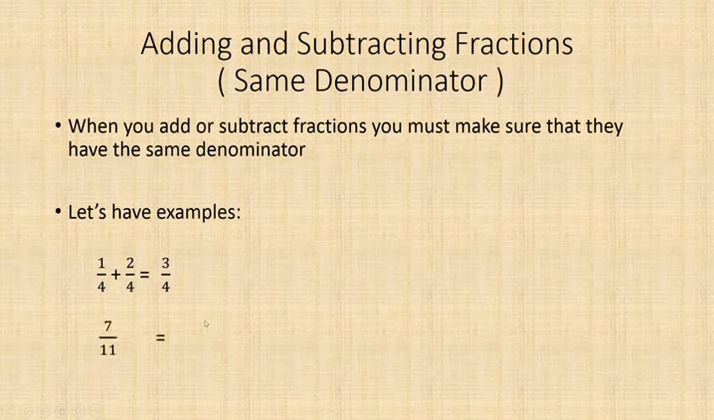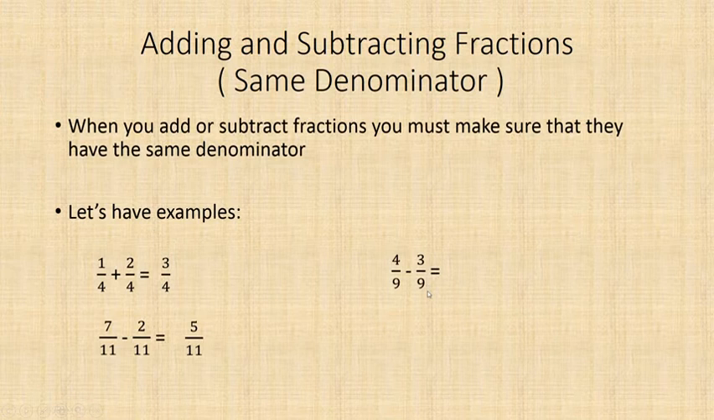Okay, so let's have another example. 7 over 11 minus 2 over 11. So the denominator is the same? Yes, so subtract the numerators. 7 minus 2 equals 5, and the denominator is going to be 11, the same denominator. Okay, here another question. 4 over 9 minus 3 over 9. The denominators are the same, so I'm just subtracting the numerators. 4 minus 3 equals 1, and the denominator is going to be 9, the same thing.